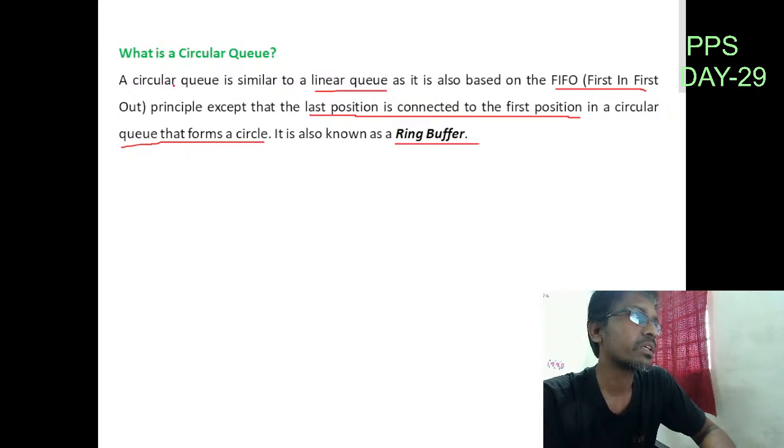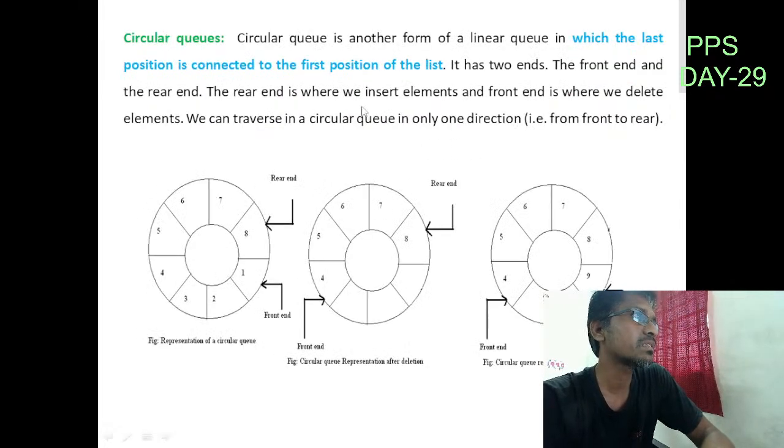So the circular queue is similar to a linear queue, and it is also based on the principle first in first out. And here the difference between the queue and circular queue is that in a circular queue the last position is connected to the first position. That forms a circle, and the circular queue is also known as a ring buffer. And this is a circular queue.